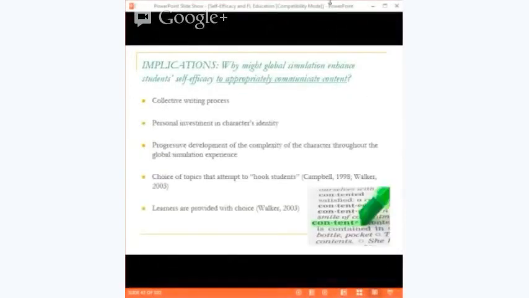And then how or why might it enhance student self-efficacy to appropriately communicate content? Well, there was this personal investment in the character's identity, so they really wanted to make sure that their character's voice was heard and their character's story was interesting. There was a progressive development of the complexity of the character throughout the global simulation experience. There was a choice of topics that really tried to hook the students and enhance the content of the collective storyline. And again, they were provided with choice as to where the story would go.